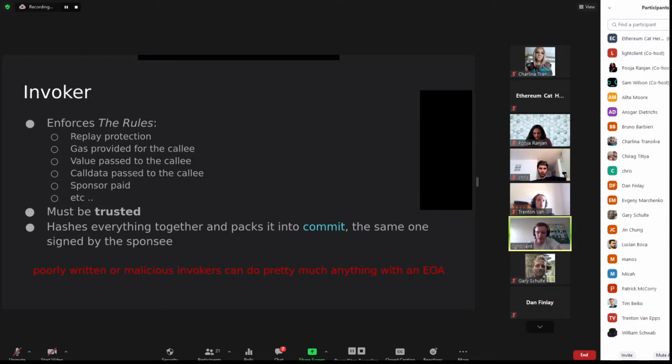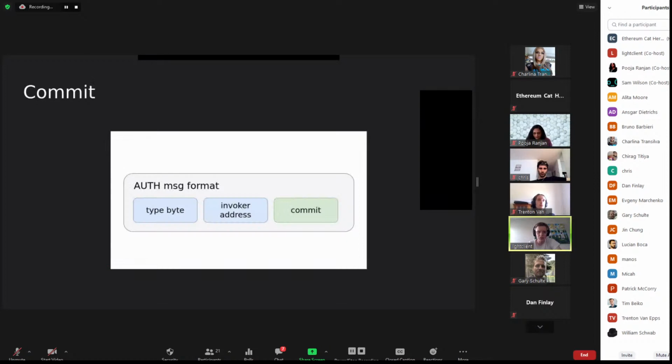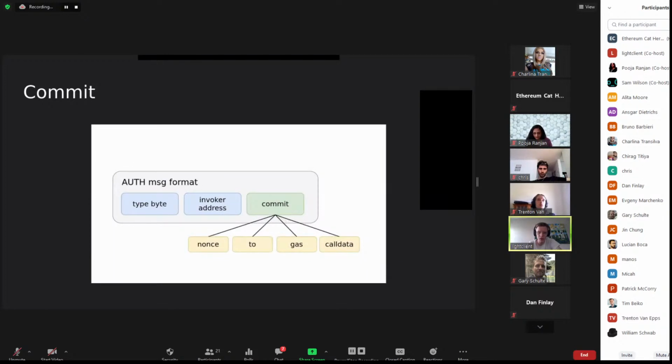The way that we have done the invoker is we have users signing over a commit, and this commit is the hash of all of the things that you would expect to be in a transaction. And these are the things that should keep your transaction secure from being replayed or from generally being manipulated. And so it might look something like this.